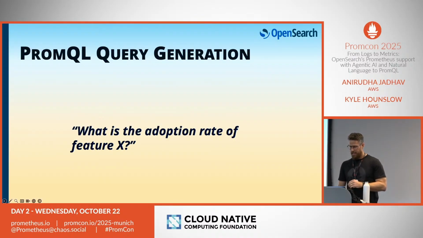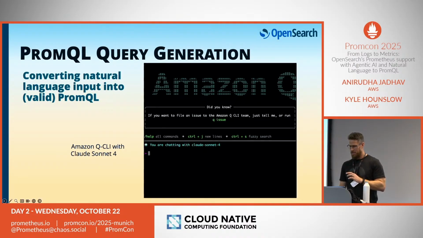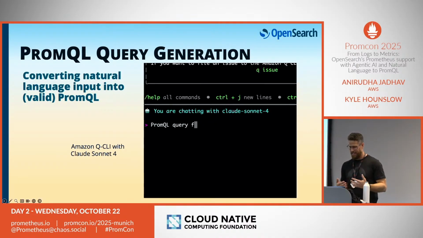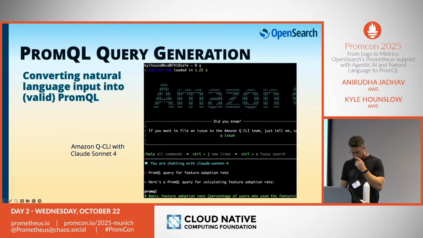So query generation. I'll start with an example just using the Amazon Q CLI. It's using Anthropic Claude Sonnet 4, I ask it, give me a query for feature adoption rate. And let's see what it spits out.